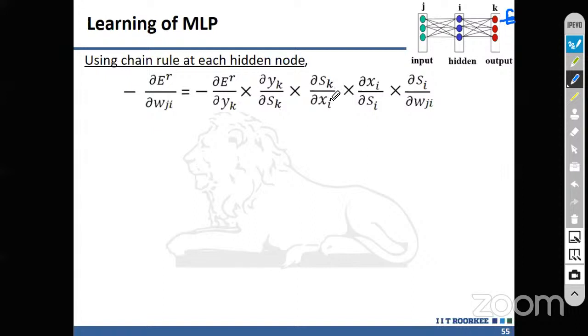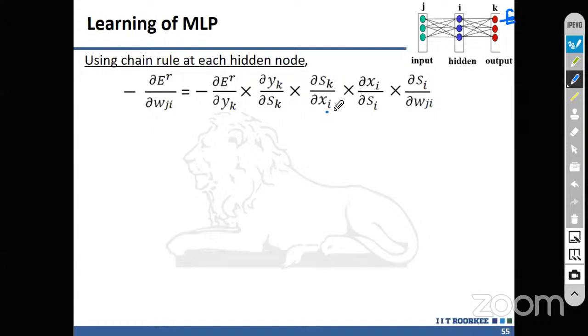Sk to xi, you will get by summation of xi into wyk. Here you are actually using this wyk, and then you have sk and del xi del si. Here you see this sk and it is si. That's actually a trick, which I'm going to show you also.